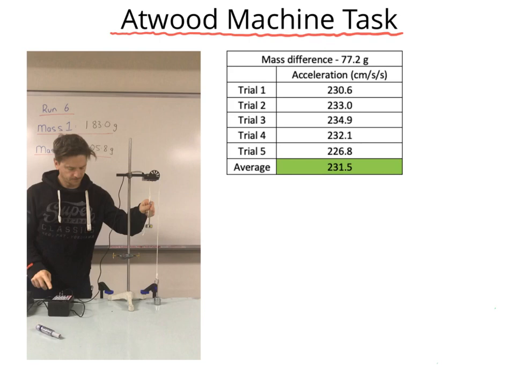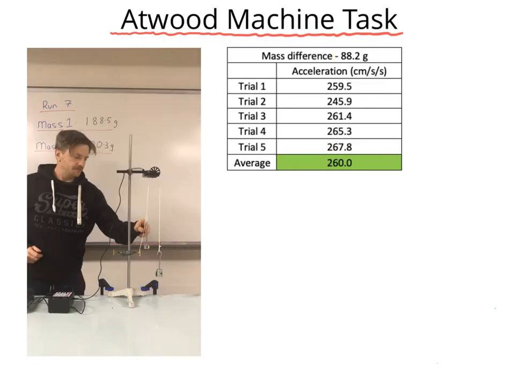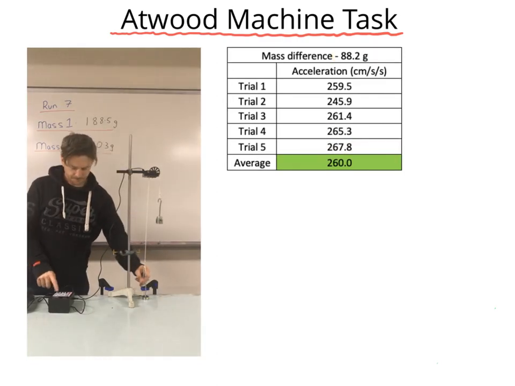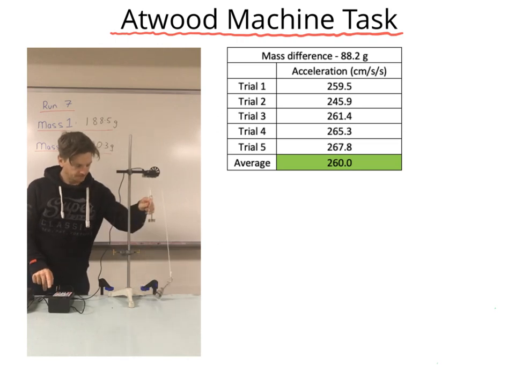The mass difference for this run was 77.2 grams. The smallest acceleration recorded was 226.8 centimetres per second, and the greatest 234.9. The mass difference for this run was 88.2 grams. The smallest acceleration recorded was 245.9 centimetres per second, and the greatest 267.8.